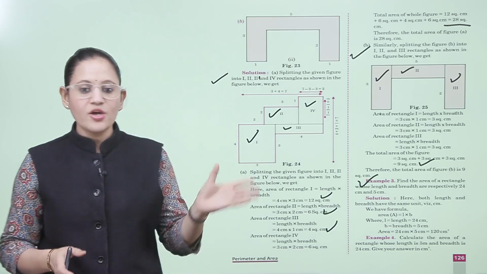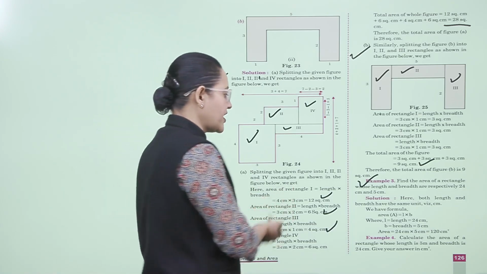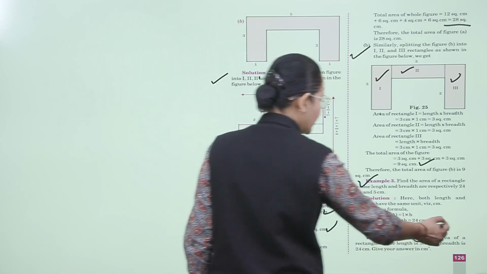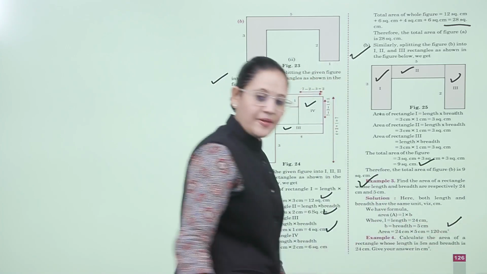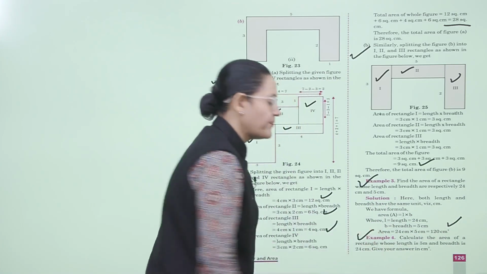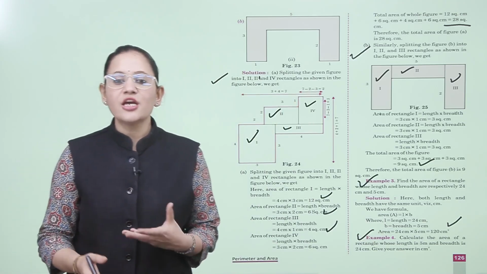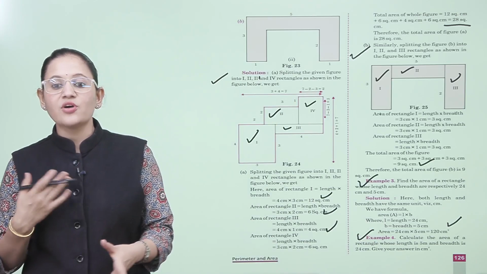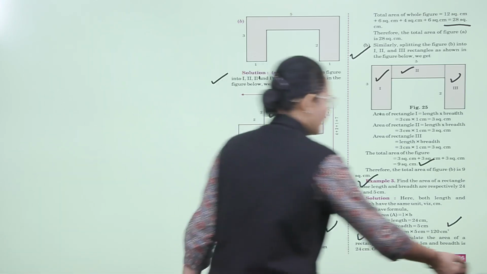Now, next example, find the area of the rectangle whose length and breadth are given respectively as 24 centimeter and 5 centimeter. We know the area of rectangle is L into B. So, 24 into 5, 120 square centimeter. Clear? Next example, calculate the area of the rectangle whose length is 5 meter, breadth is 24 centimeter. Give your answer in centimeter square.